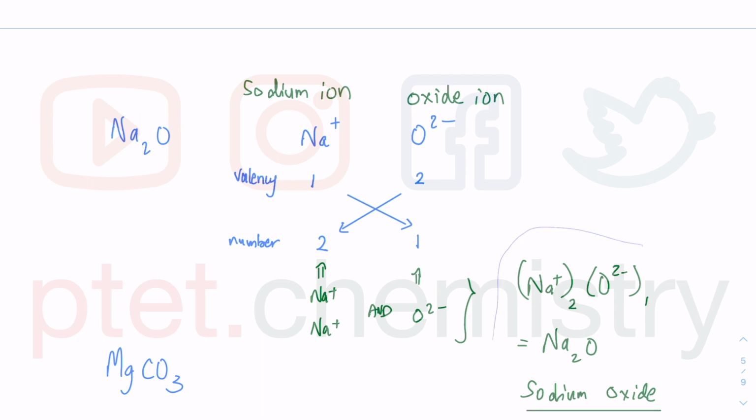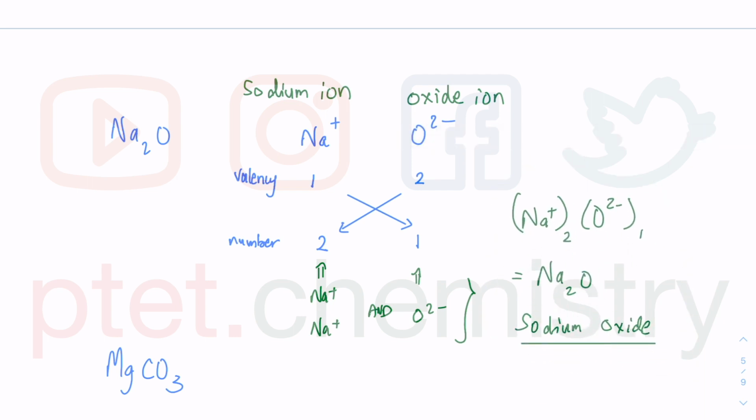This is a compound formed between a metal and a non-metal. This comes from a metal having lost an electron. This comes from a non-metal having gained 2 electrons. That's why you get 2 minus.